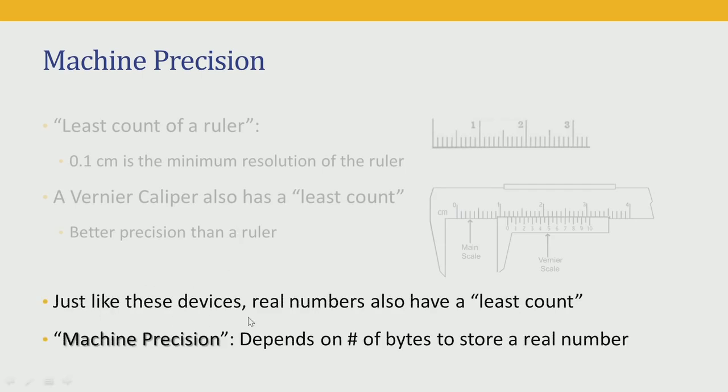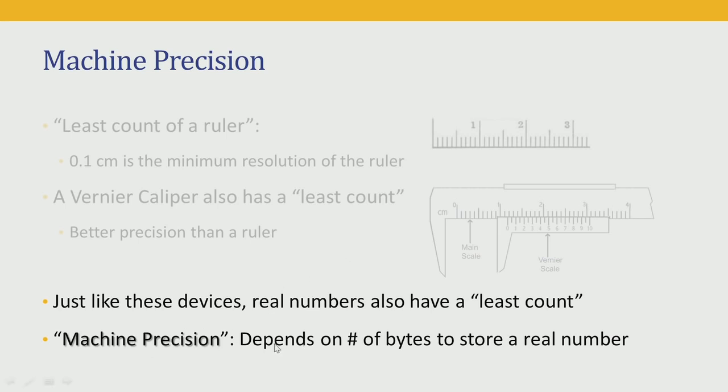Just like these devices, the real numbers in a computer representation have a least count. So, between a number a and a number a plus epsilon, there does not exist any number, and that is what the machine precision is about. It is about the least count of that particular computer.